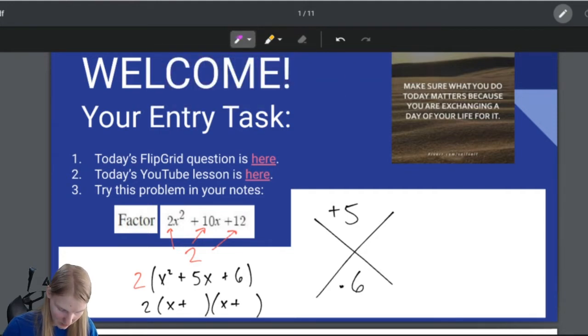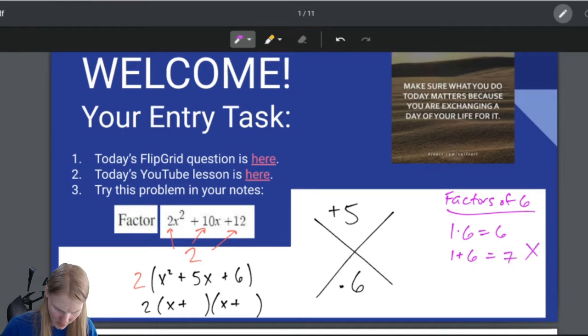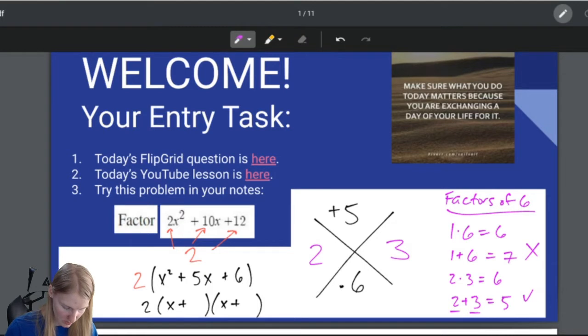Let's look at the factors of 6. Let's see, we have 1 times 6 is 6. Ooh, but 1 plus 6 is 7, so that doesn't work. I think the only other factors we have are 2 times 3, which is 6, and 2 plus 3 is 5. Perfect. So this is 2 and 3. Since those are the factors, we'll have x plus 2 and x plus 3.